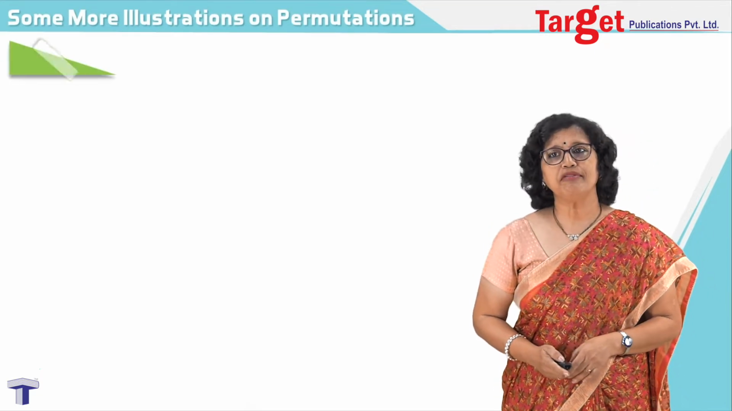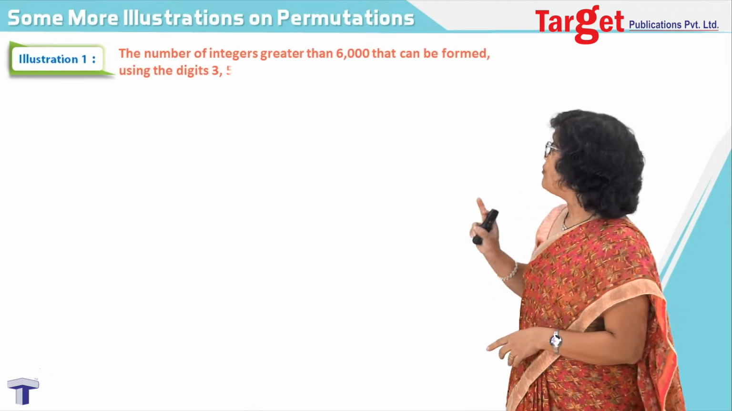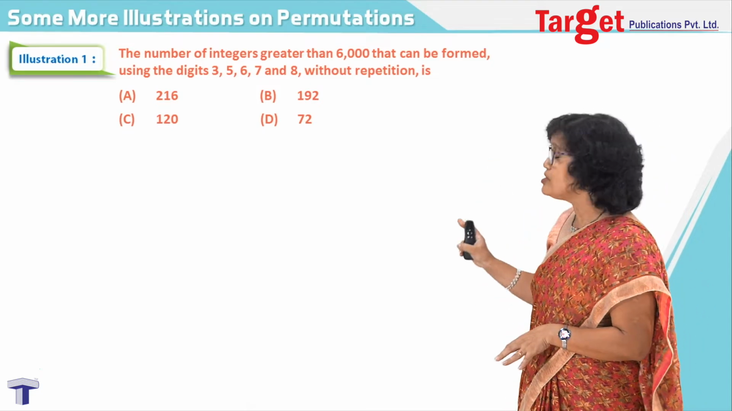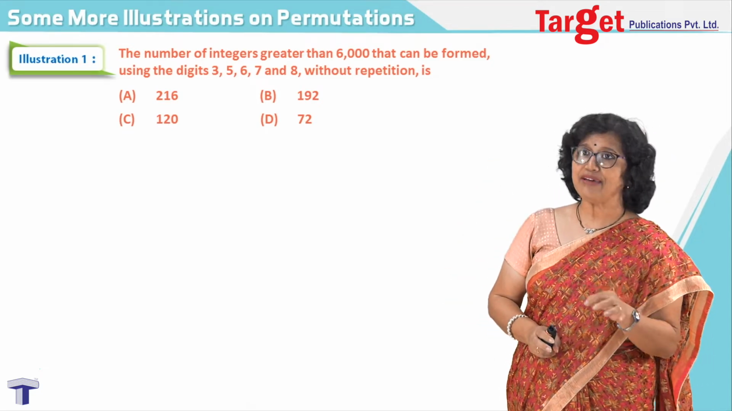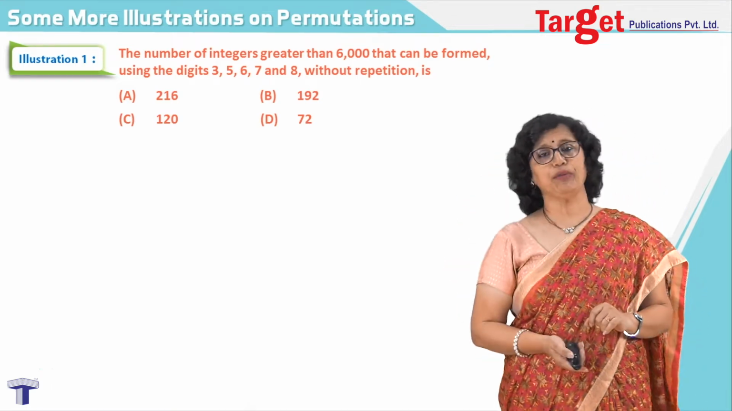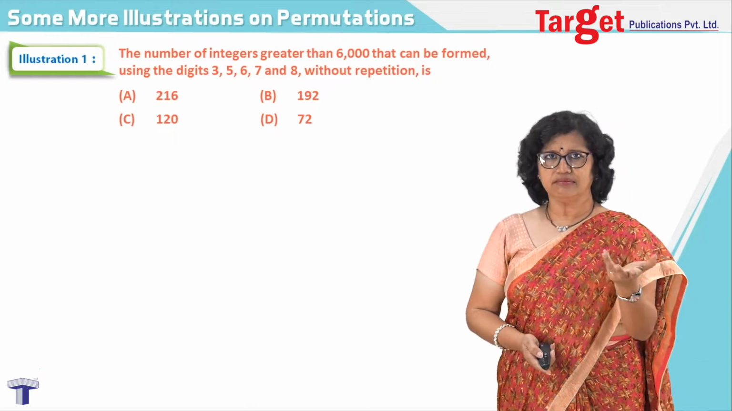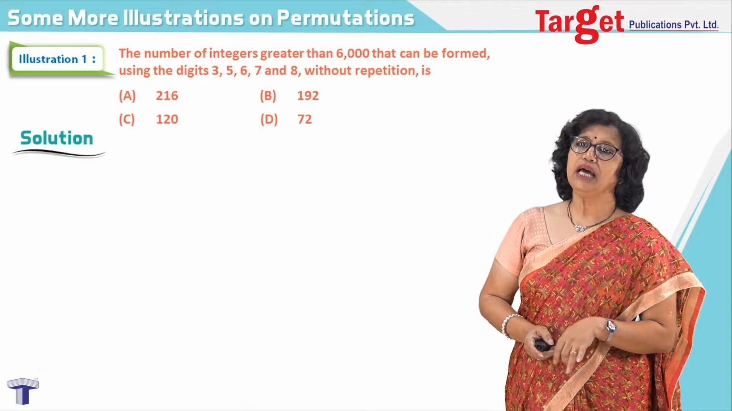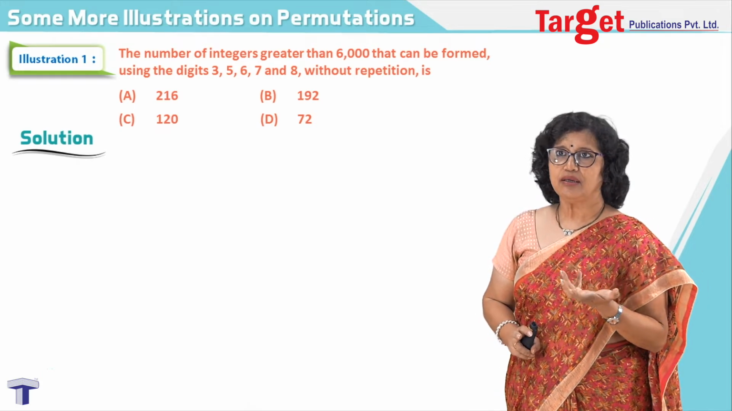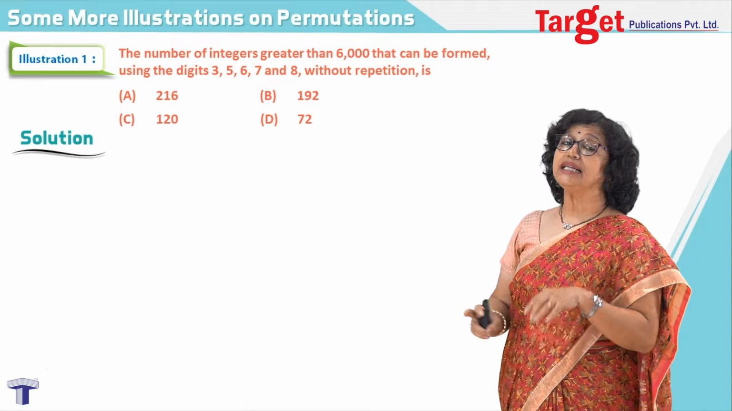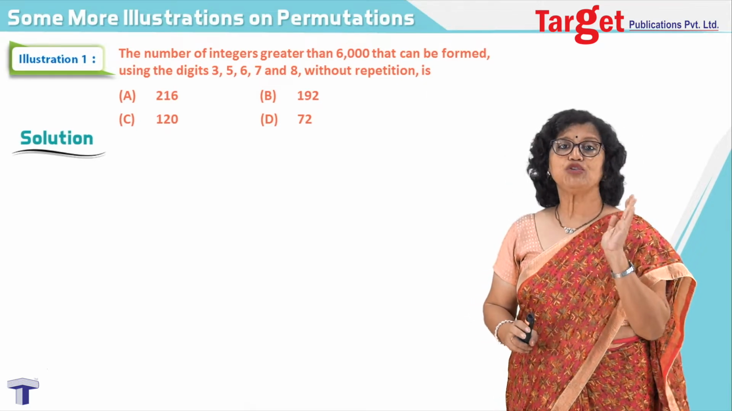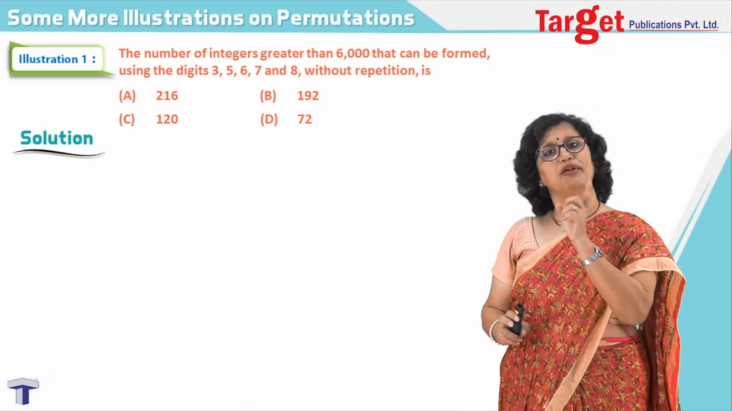Okay. So, first illustration is: the number of integers greater than 6000 that can be formed using the digits 3, 5, 6, 7 and 8 without repetition is, and 4 options are given to me. And again, the correct option is to be obtained. The question doesn't say how many digit number, right? But the condition is that it is greater than 6000. So the numbers you are looking for would surely be 4-digit numbers or 5-digit numbers.